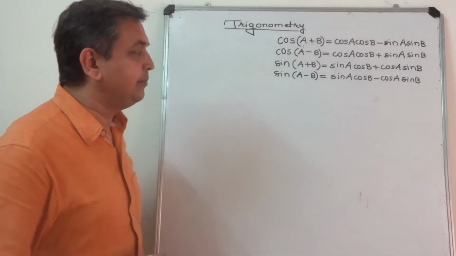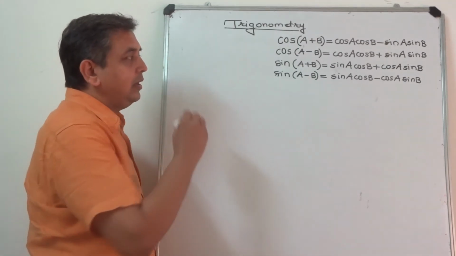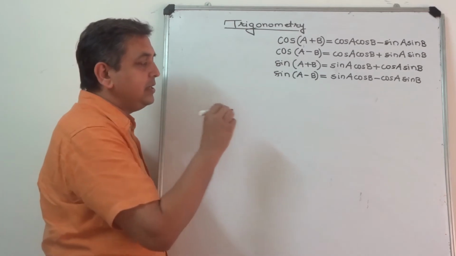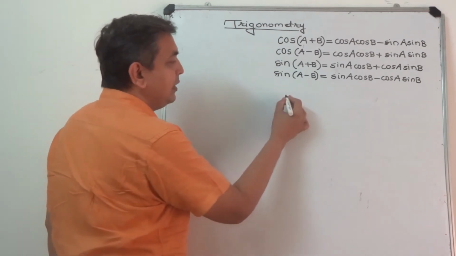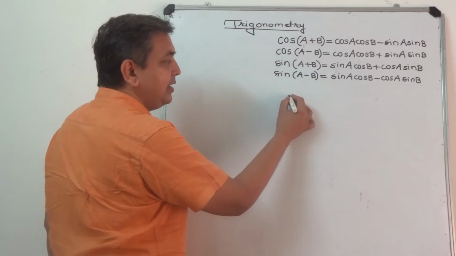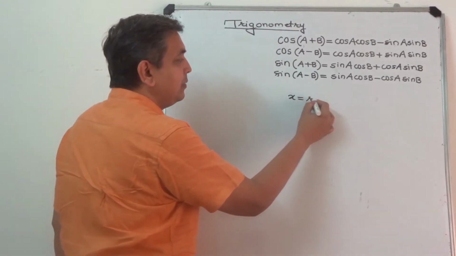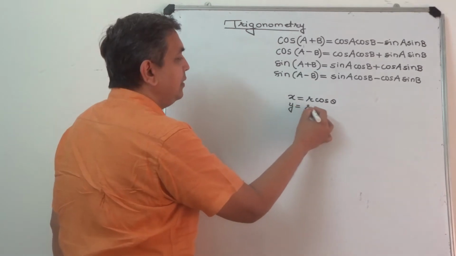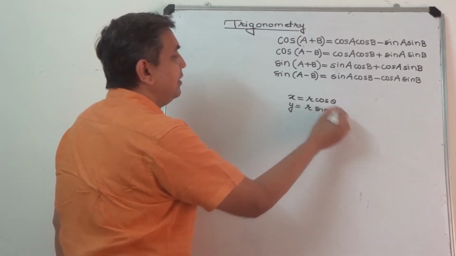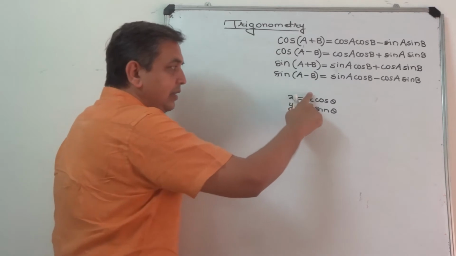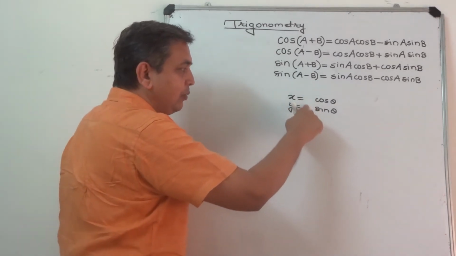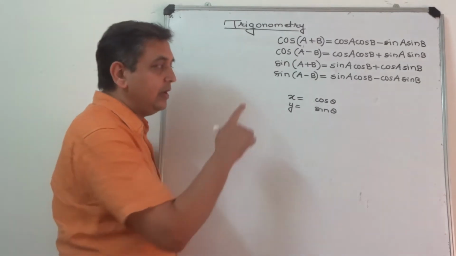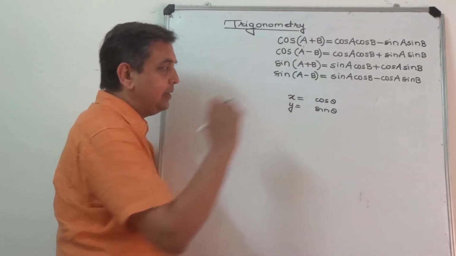So let us start. Before deriving this second formula, the prerequisite is we need some more formulae. Polar form we have seen earlier, x equal to r cos theta and y equal to r sin theta. If r is 1, then we can remove this r and we have to learn this formula, x equal to cos theta and y equal to sin theta, for representation in a plane.